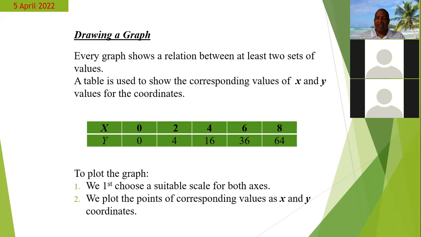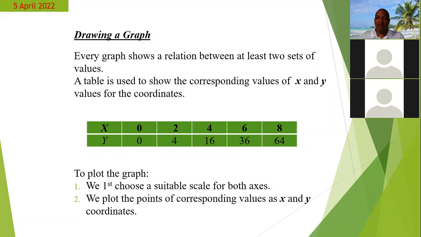So in this table, what you notice is that we have the X values in the top row and the Y values in the bottom row, or the row below. And that is generally how we construct our table. So this would be a horizontal table.